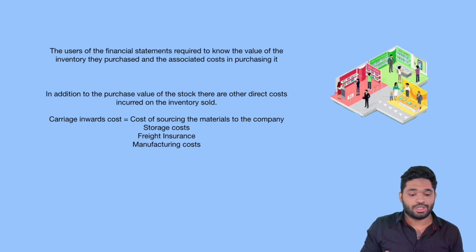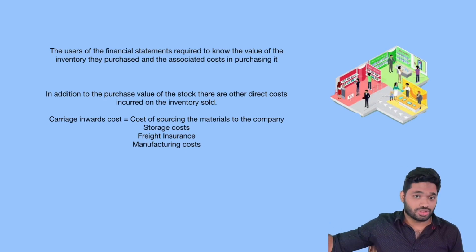Like for an example, you have carriage inwards cost, which is the cost of sourcing the materials to the company, right? Like, let's say you are running a vegetable organization, right? You are selling fresh vegetables. So you will have to bring your vegetables from the farm. So that transfer cost, the transporting cost from your farmer to your organization, that is a carriage inwards cost, right?